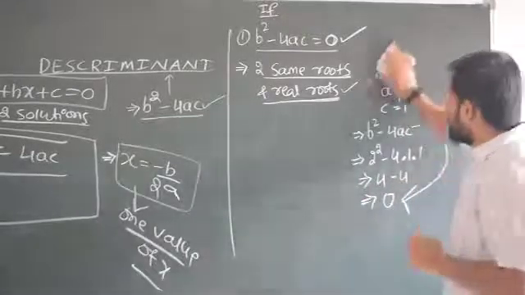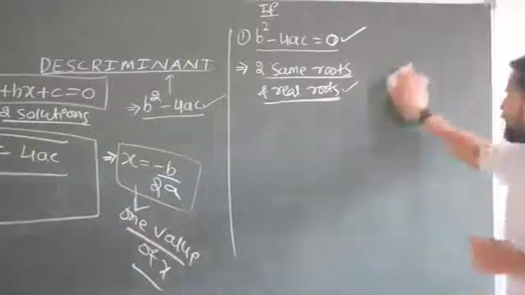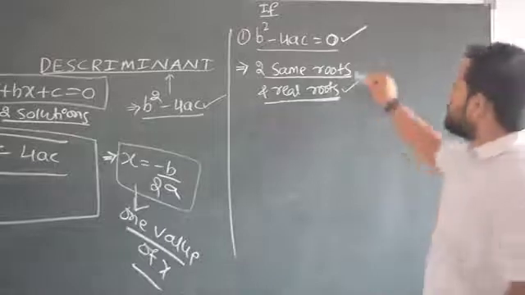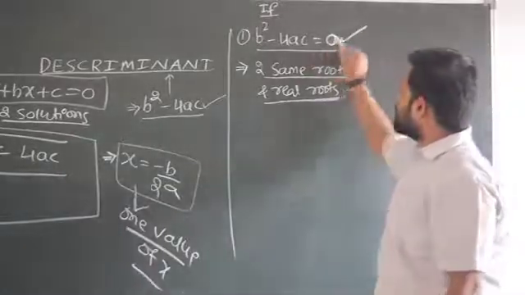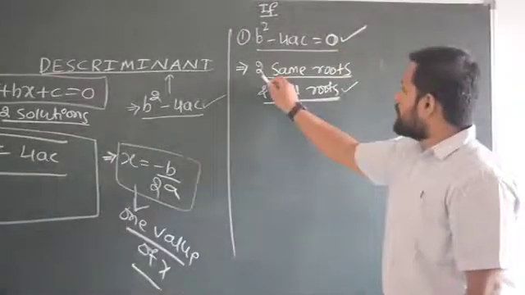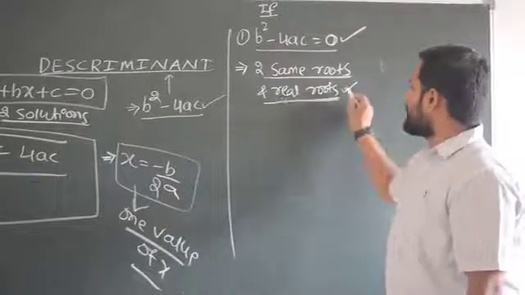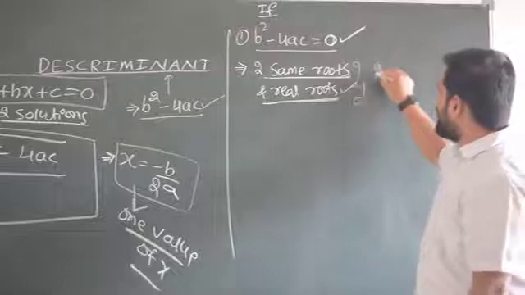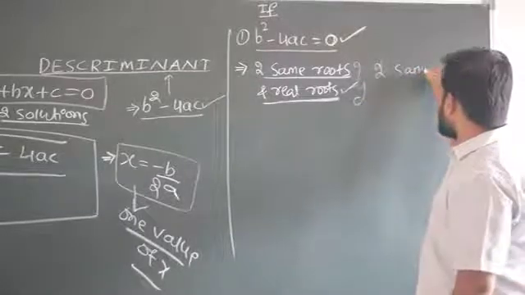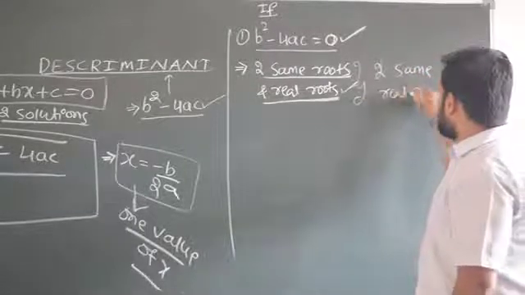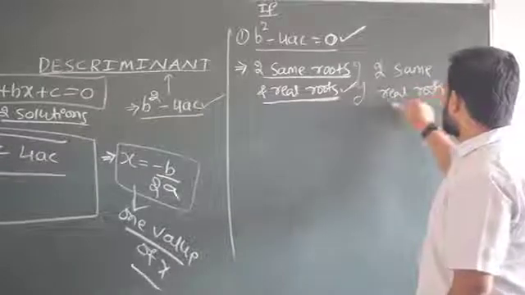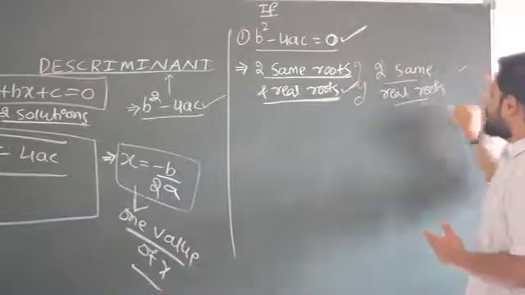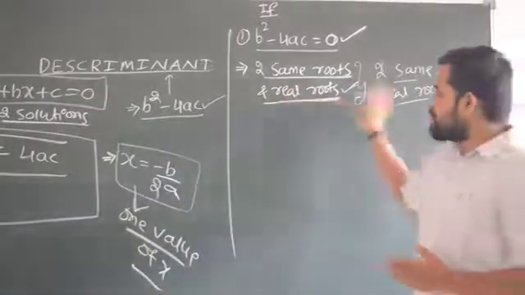Okay, let me rub off this extra work whatever I have done. So the first thing is very much clear, my dear children. If this b square minus 4ac has become equal to 0, it is going to have two same roots and real roots. Or you can just say two same real roots. So you can say it like this, or two same roots and real roots, or two same real roots. So these things are the same.